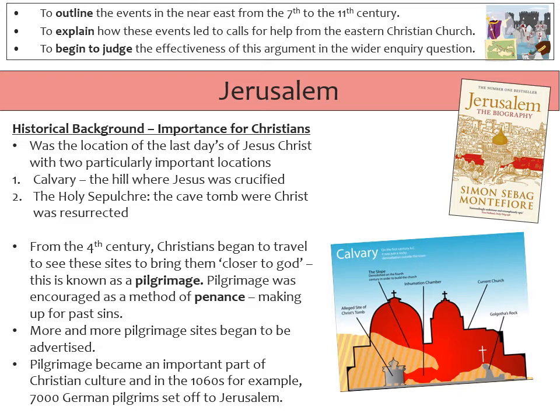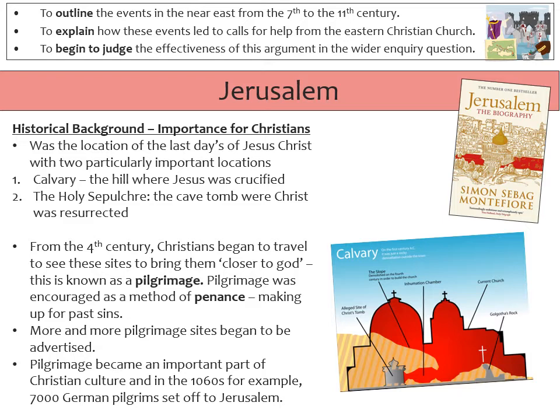So to start off with, I'm going to talk about the importance of Jerusalem for Christians. And really it boils down to this major point that the last days of Jesus Christ were in Jerusalem. And a number of particular sites within Jerusalem hold significance for people who are Christians. There are two major places. There's Calvary, which is the hill where Jesus was crucified, and there's the Holy Sepulchre, which is the cave tomb where Christ was resurrected.